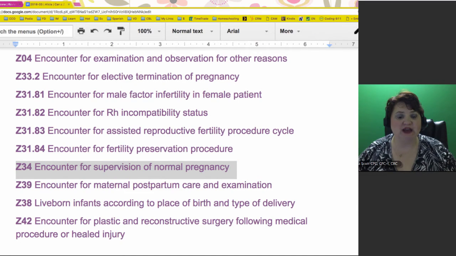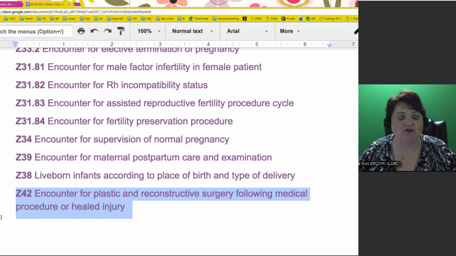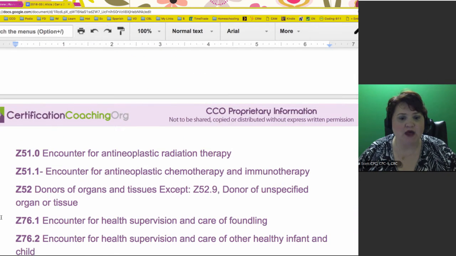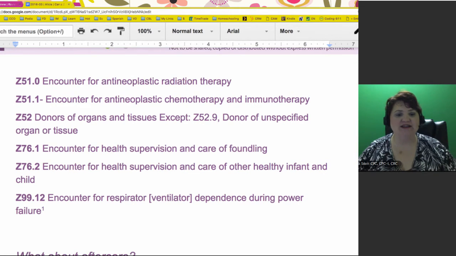Let's see, they've got plastic and reconstructive surgery. These are things that are going to take multiple visits. However, you're coming in mainly for the same thing, unless you have a complication that is involved. And I think there's even more if we scroll down a little bit. One of the ones that I forget exists is Z52, donors of organs and tissue.